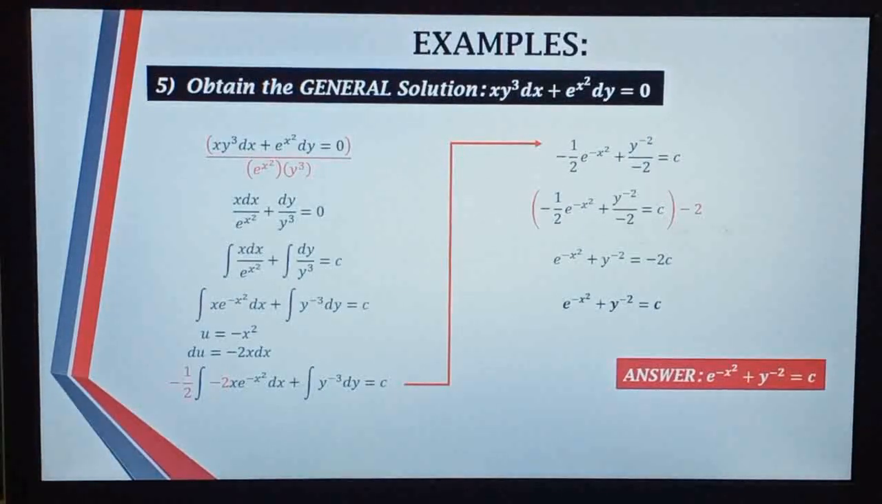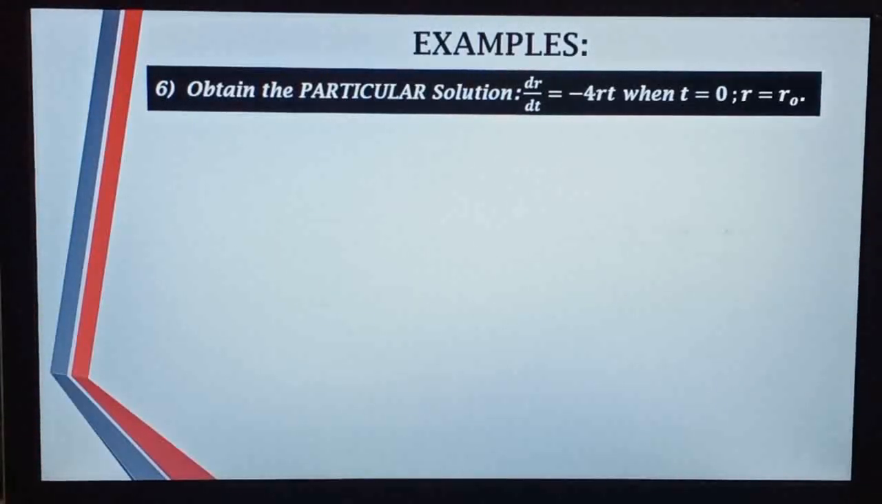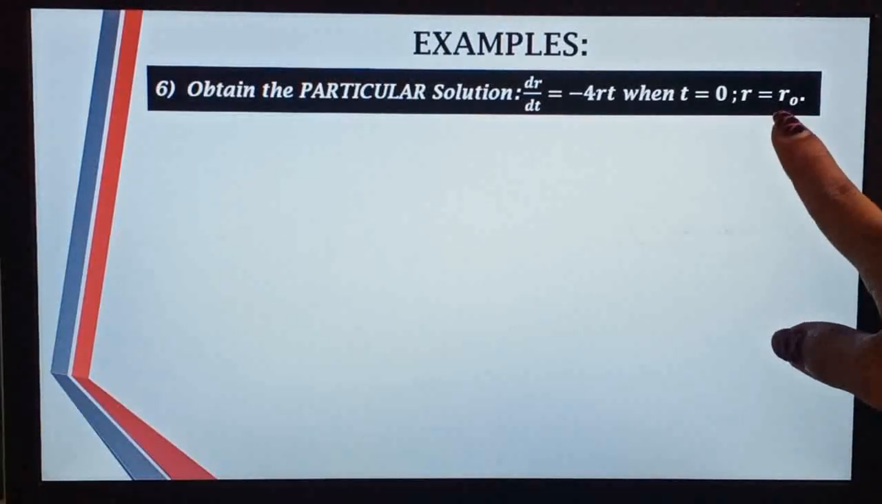Okay, next example. We have example number 6. We have to obtain the particular solution. So, kapag particular solution ang usapan, we have the value of the arbitrary constant c. So, kailangan meron tayong condition. So, in this case, our equation is dr over dt equals negative 4rt. So, we can solve the value of the arbitrary constant c by substituting t equals 0 when r equals r sub o.